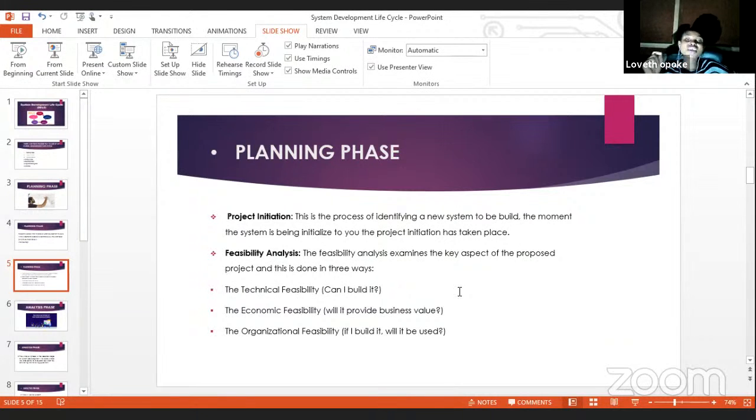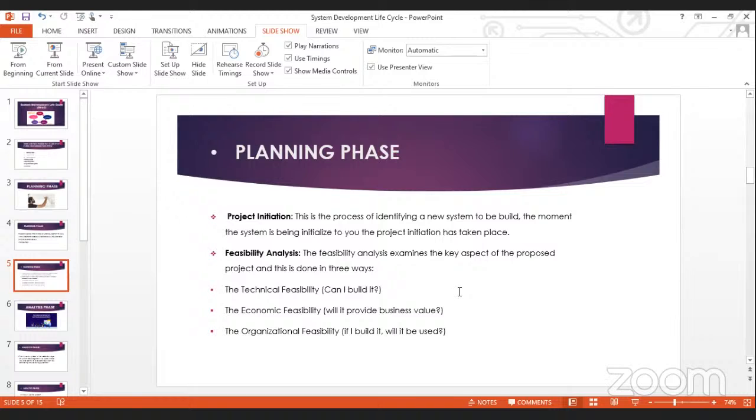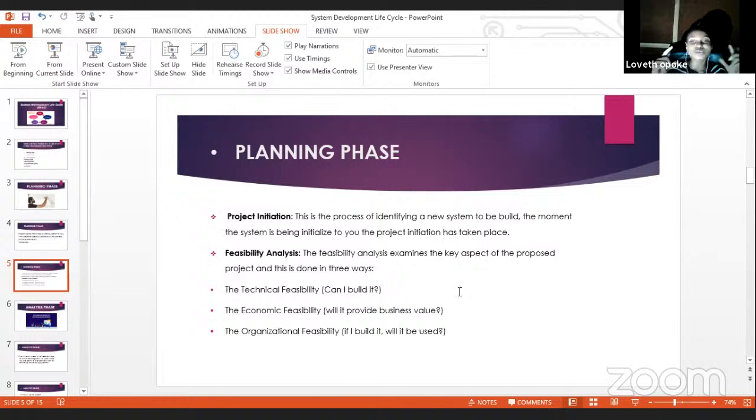So in your economic feasibility, you analyze and ask yourself, can this system that I'm about to build provide business value to the organization? Will it increase costs or profit to the organization? These are the things you take care of in your economic feasibility. Then you do your organizational feasibility, where you ask yourself, if I finally build this system, will it be used? Or will I end up building what nobody will use, which is a failed software? So these are the things you carry out during your planning phase.